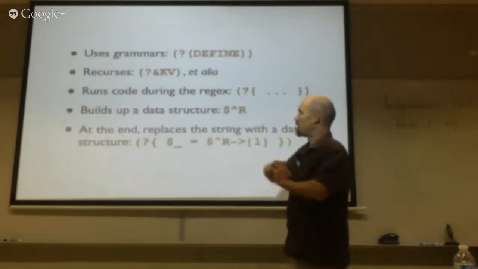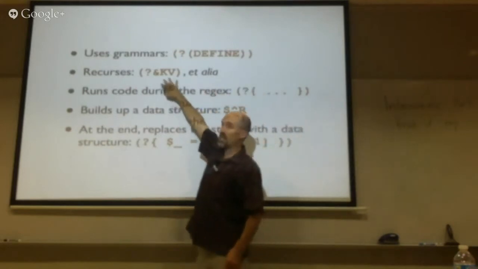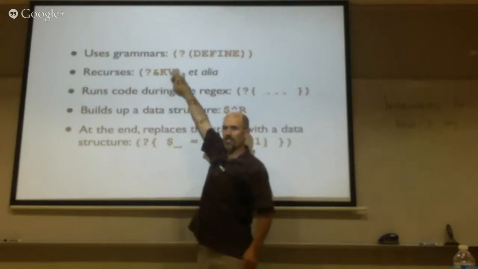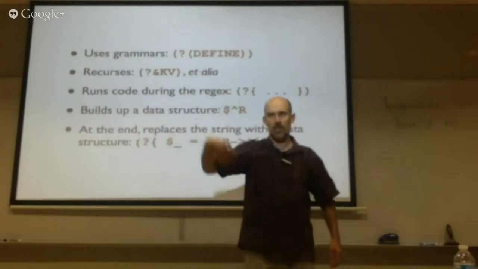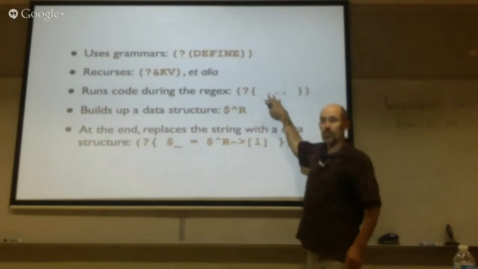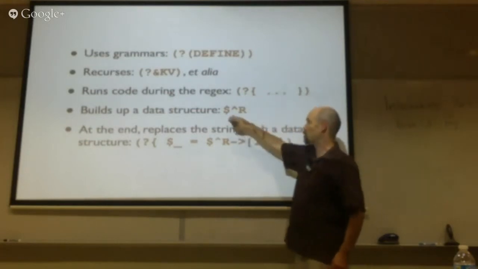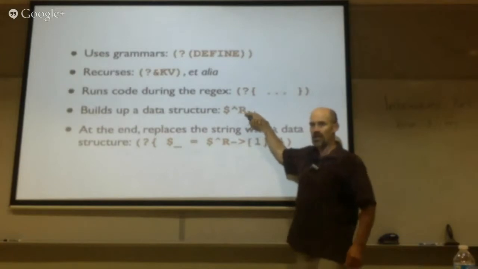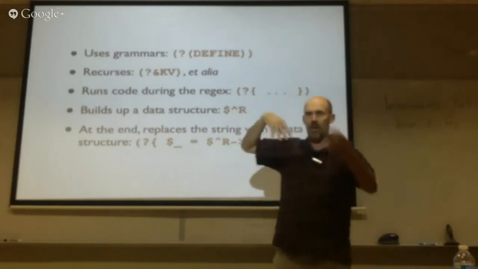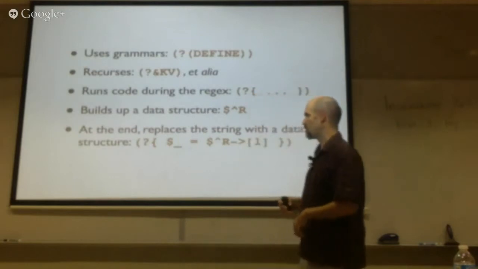So here's all the things he's doing. He's using the grammars, that's the define bits. He's recursing into things, so he's calling some of these tokens that sometimes call into other tokens that might have already called them. He keeps doing that. We're running code during the regex. He's building up a data structure as he runs that code because he's putting stuff into $$R, looking at what it was before he got there, modifying it, and putting new stuff into it so that the next time he looks at it, it's a little bit different.